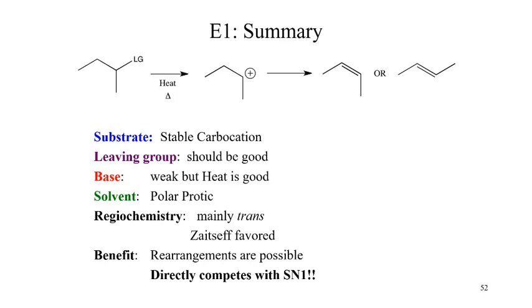So with our E1 eliminations, what we're going to try and focus on is the aspect of them that makes them kind of complicated or difficult. And so what I'm going to focus on right here for our E1s is this mainly trans issue. And we're also going to address this Zaitsev statement on what that means. We're not going to directly talk about the complications of rearrangements and competing with SN1 because those, I'm going to argue, were already addressed when we talked about SN1.